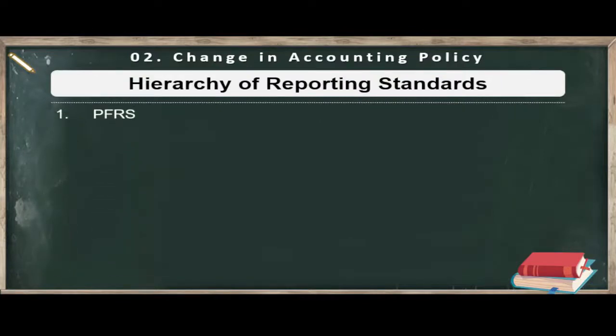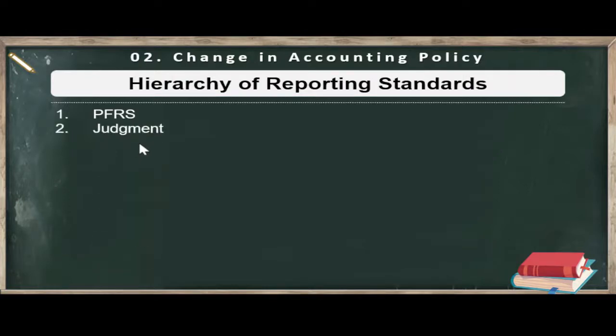So in the application of the accounting policies, we have this hierarchy. What should come first? What should be followed first in terms of the application and also in the interpretation? So first, let us consider the reporting standards in application. We have to check if there are available PFRS regarding that transaction. If there is a PFRS for that transaction, whether that is a PAS, PFRS, or an interpretation, that would be adopted or followed first.